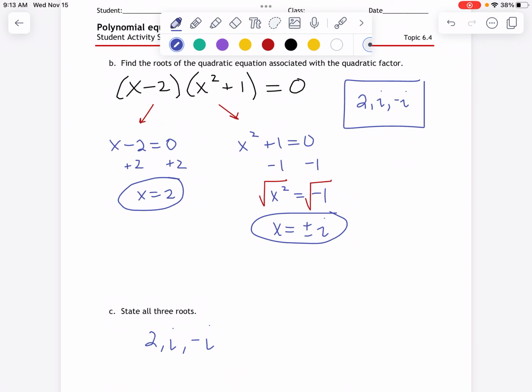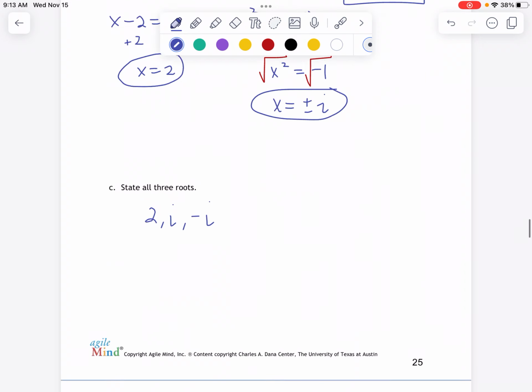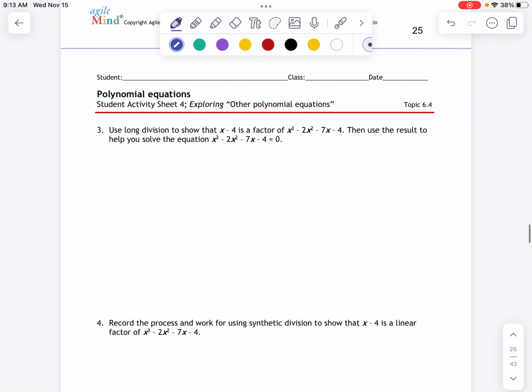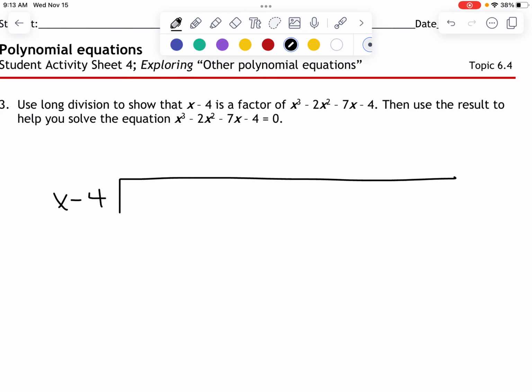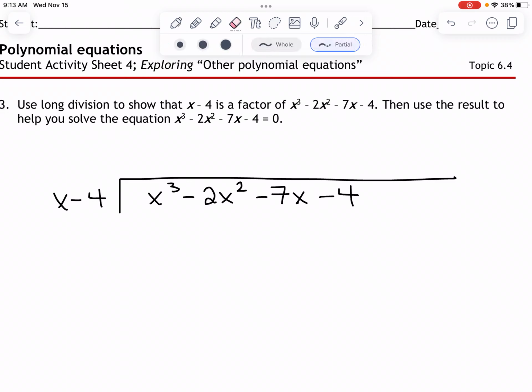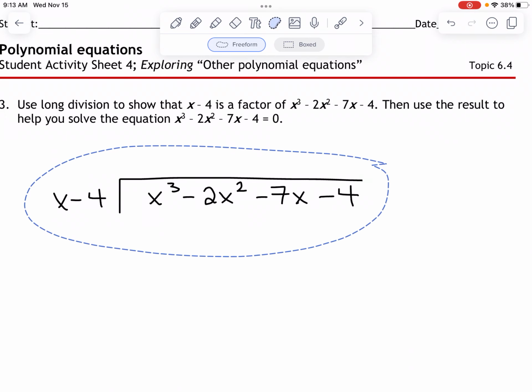All right, so we're going to try this again. Okay, another sample. All right, so we're going to use long division again, and I'm going to take x minus 4 and divide that into x cubed minus 2x squared minus 7x minus 4. Okay, if you're picking up on this quickly, I would encourage you to pause the video, try it out, and then we'll compare.